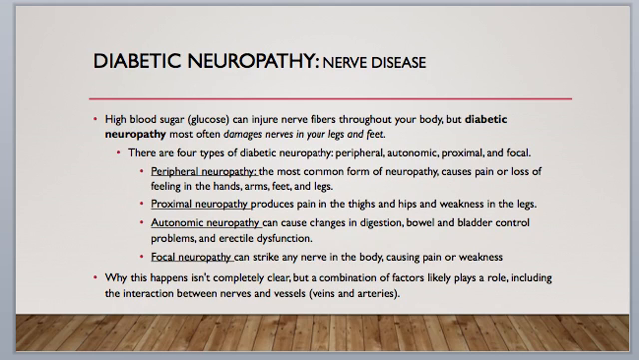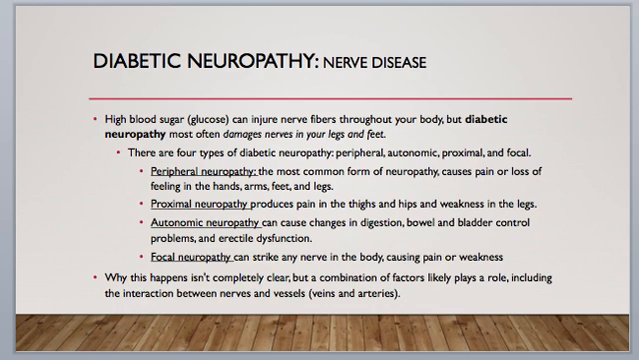Next, we will move on to the topic of diabetic neuropathy, also known as diabetic nerve disease. High blood sugars can injure nerve fibers throughout your body, but diabetic neuropathy most often damages nerves in your legs and feet. There are 4 types of diabetic neuropathy, known as peripheral, autonomic, proximal, and focal. Peripheral neuropathy is the most common form. It causes pain and loss of feeling in the hands, arms, feet, and legs.